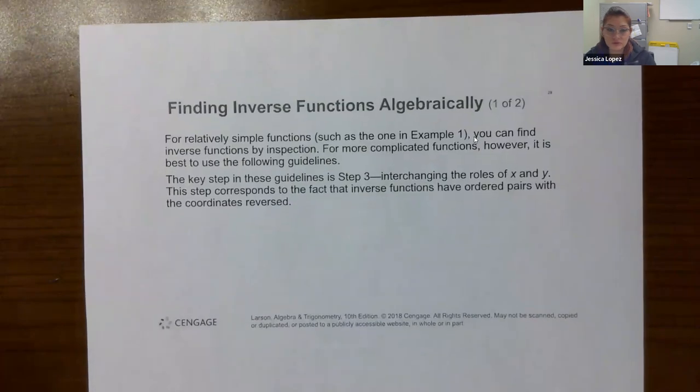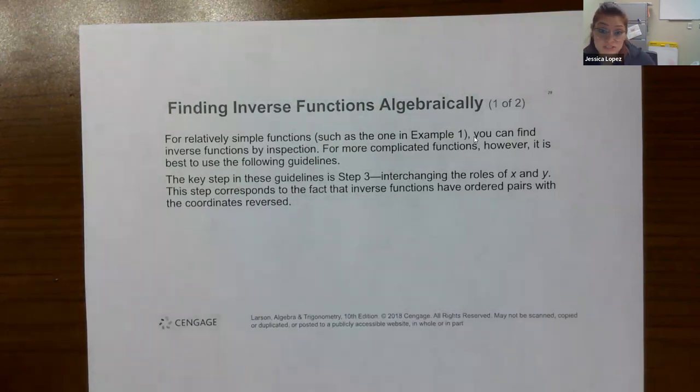So, great, right? If you give me a table, I could swap them and tell you the inverse. If you give me a graph, I can mirror it and give you the inverse. But if I give you a function, f of x is this, we still don't know how to find the inverse of it, okay? So now we're finally going to go through those steps, okay? So for relatively simple functions, such as the one in example one, you can find inverse functions by inspection, just by looking at them. Who on earth can do that, right? Not me. So you have to follow a process in order to figure it out.